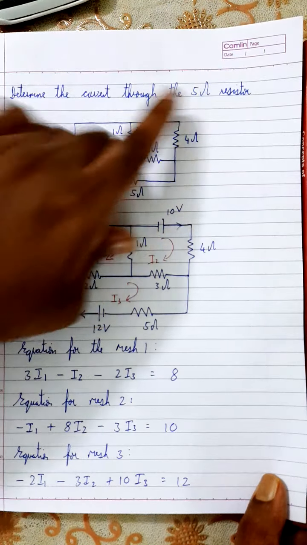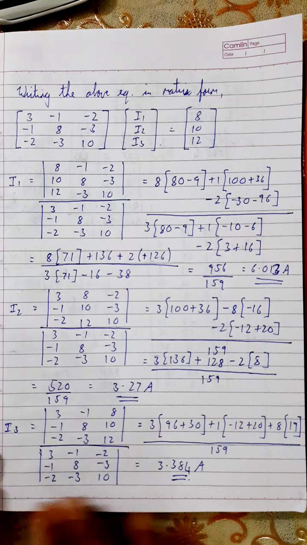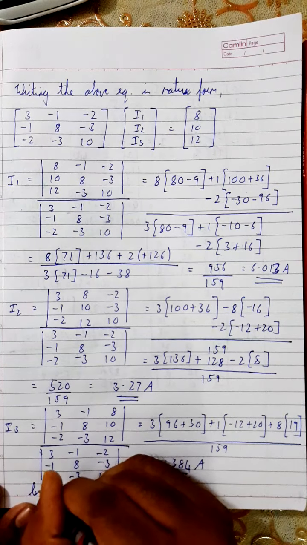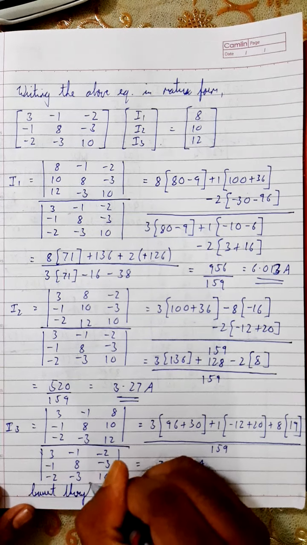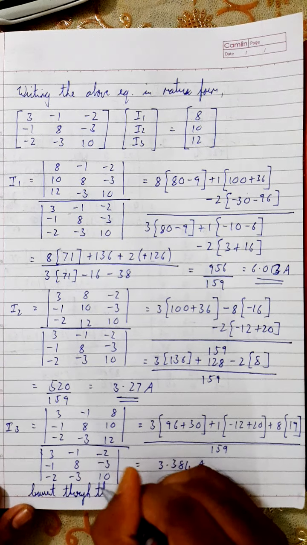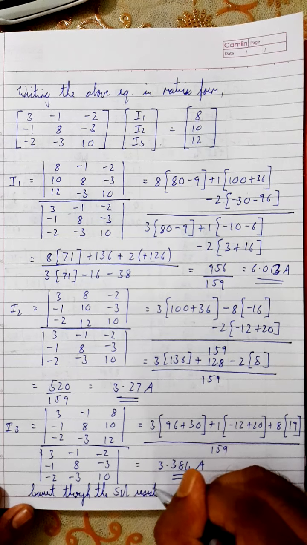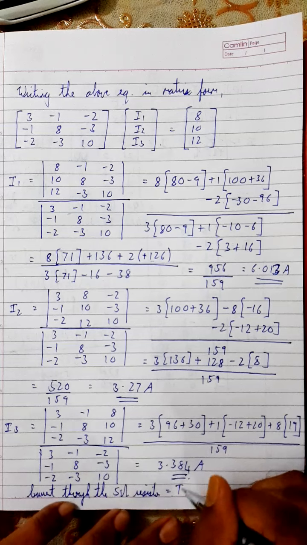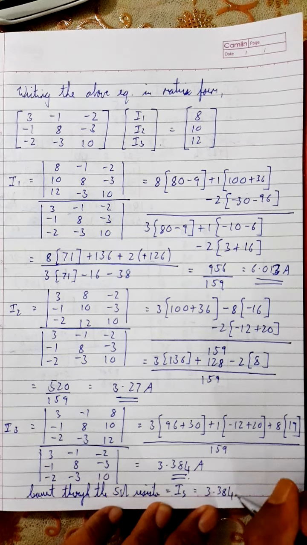The question is to determine the current through the 5 ohm resistor, and the current through the 5 ohm resistor is I3. Therefore, the current through the 5 ohm resistor is equal to I3, which is equal to 3.384 amperes.